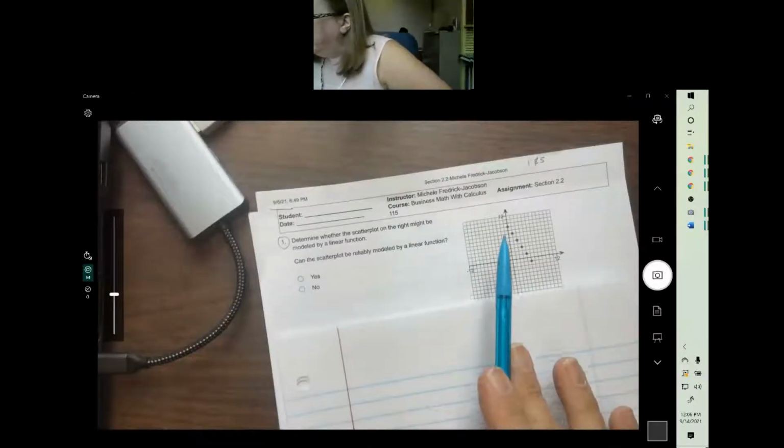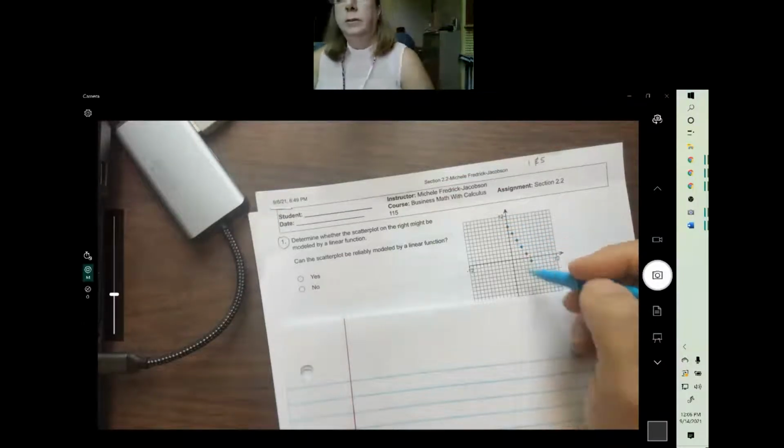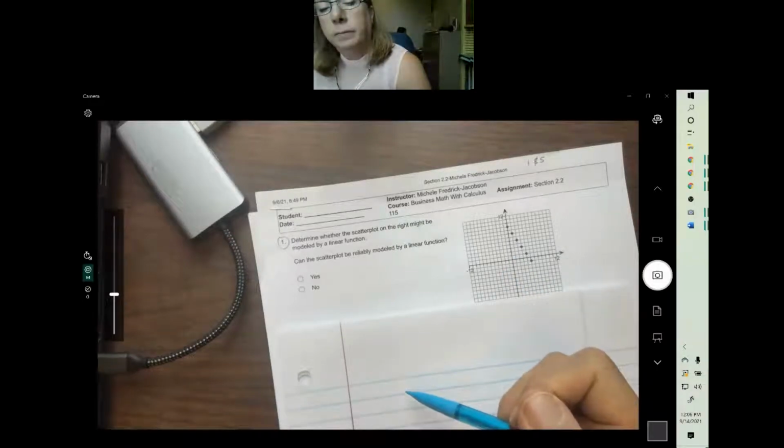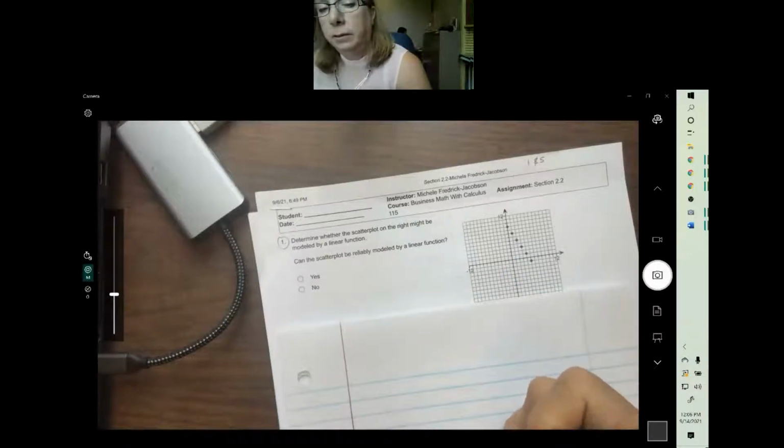This is exactly modeled by a linear function because the slope of each one is exactly the same. Down 2 over 1, down 2 over 1. So it can be modeled in a straight line. Any questions on that?